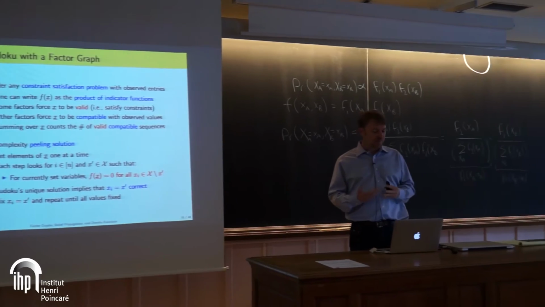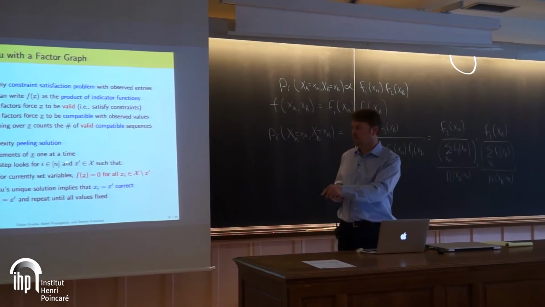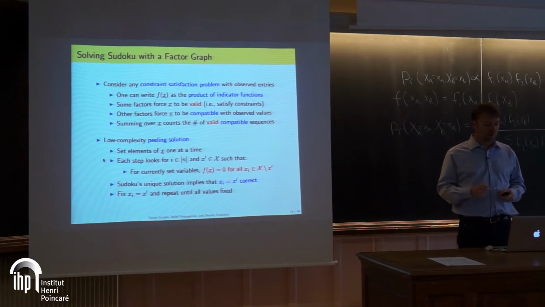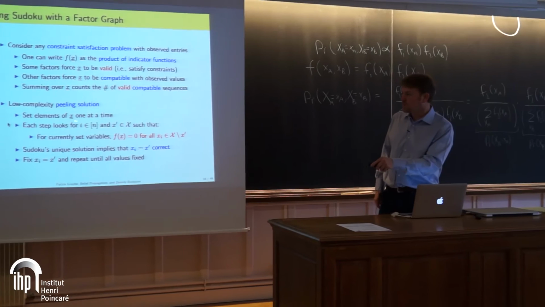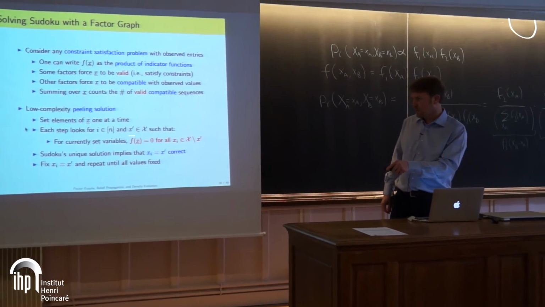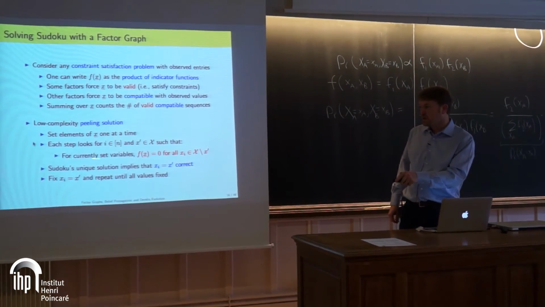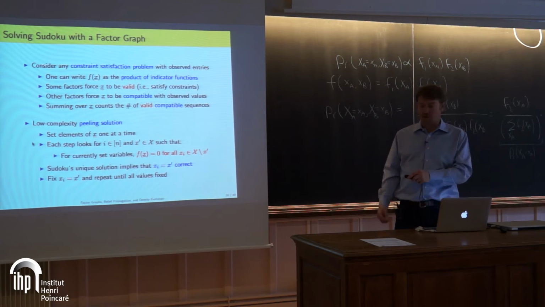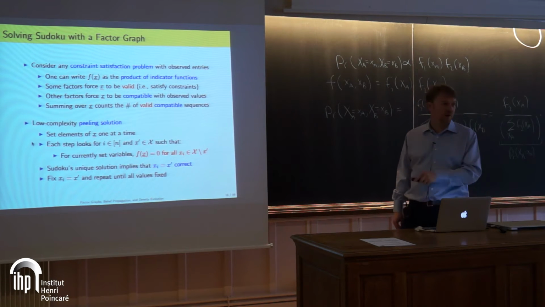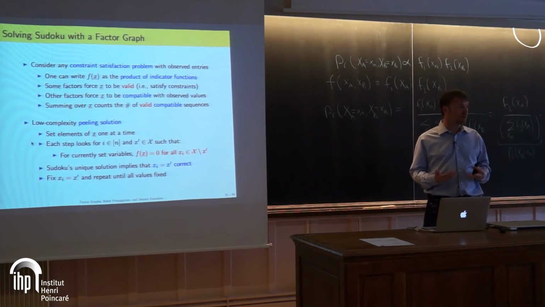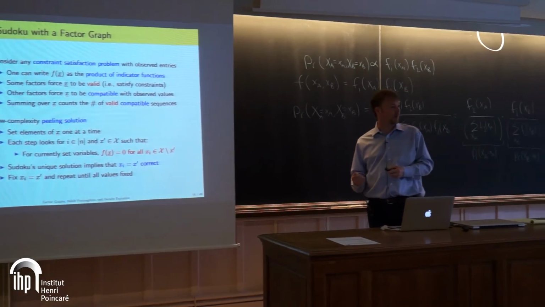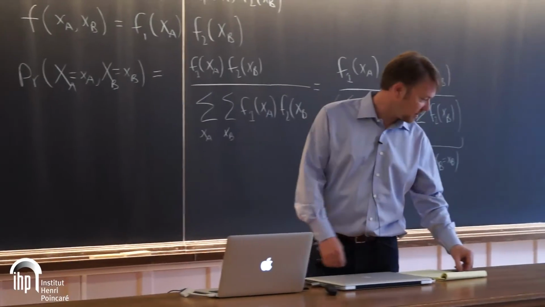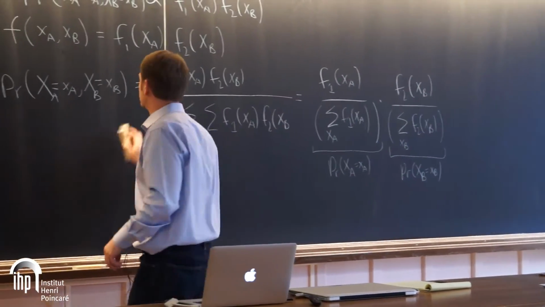Now there's a low complexity peeling solution to these, especially this is really specifically for Sudoku here. What we're going to do is try and set the elements one at a time. At each step, we're going to look for some variable node and some value such that, for the currently set variables, the factor is 0, it's unsatisfied, for every other setting of that variable. Since I know there's a unique solution, I know this has to be the correct part of the unique solution. And so let's solve a simple Sudoku using this method.